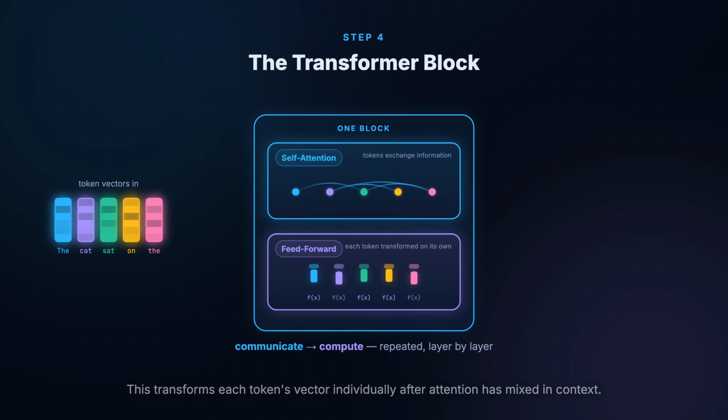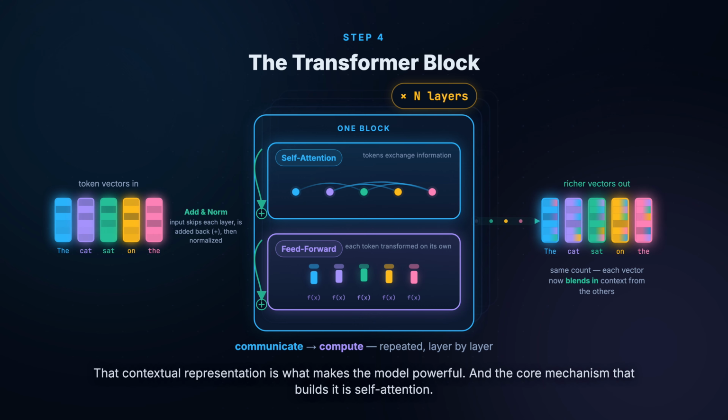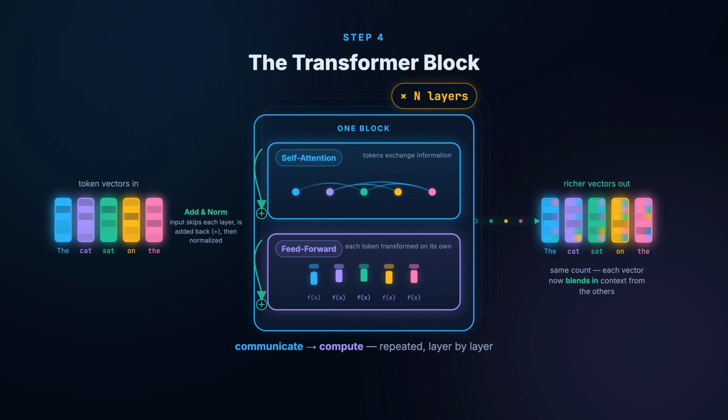Modern LLMs stack many of these blocks. Dozens of layers, sometimes more. Each layer refines the representation. In the early layers, the vectors mostly represent the tokens themselves. In the later layers, they represent tokens in context. That contextual representation is what makes the model powerful, and the core mechanism that builds it is self-attention.